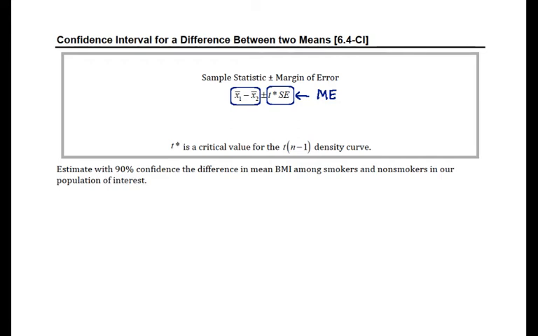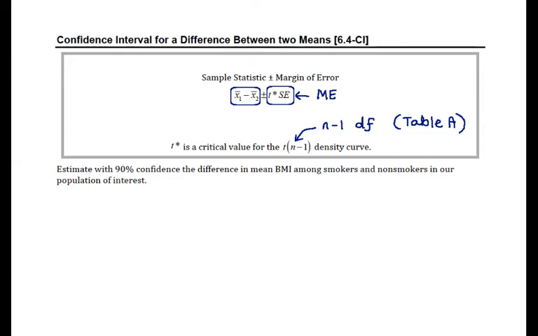So we're getting our standard error by a different method, but otherwise our margin of error follows the same basic formula. And t star is a critical value for the t density curve, or the t distribution with n minus 1 degrees of freedom. So we get this from table A. We could also get it from software, but our confidence intervals we usually get from table A because the numbers fall right in the table.